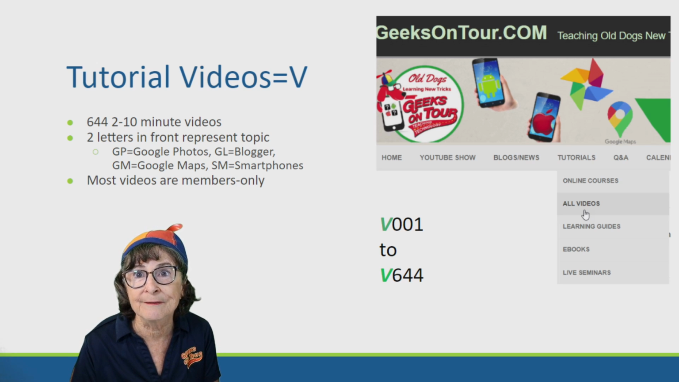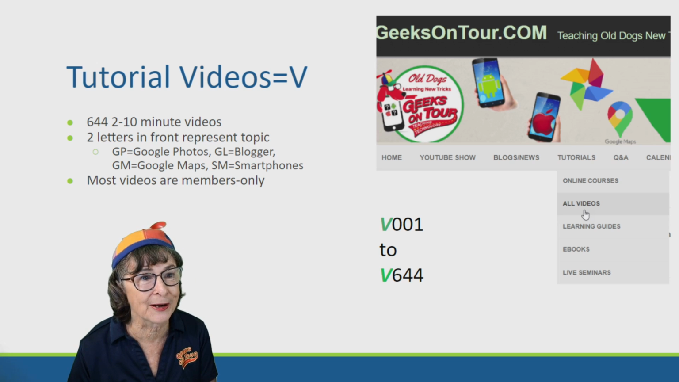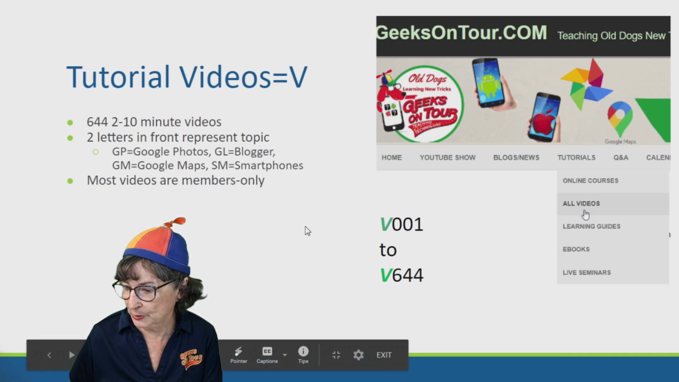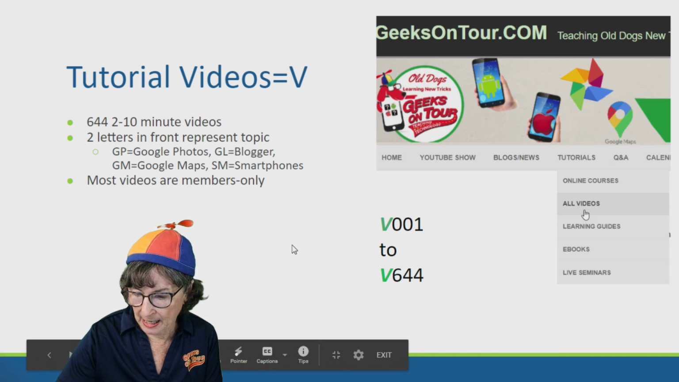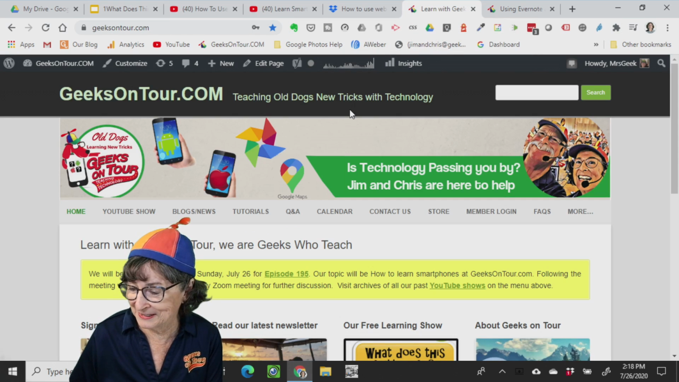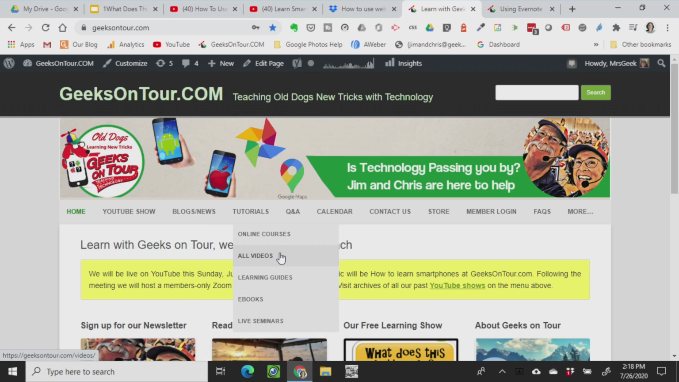Each video starts with 2 letters that indicate what the topic is. So GP for Google Photos, BL for Blogger, GM for Google Maps, and SM for smartphones, and most videos are members only. And I want to show you that. I am pretty proud of this. So it's under tutorials and all videos.